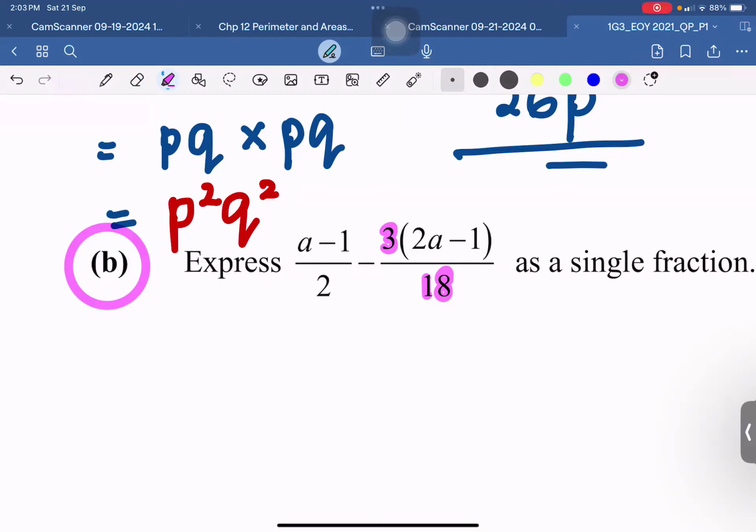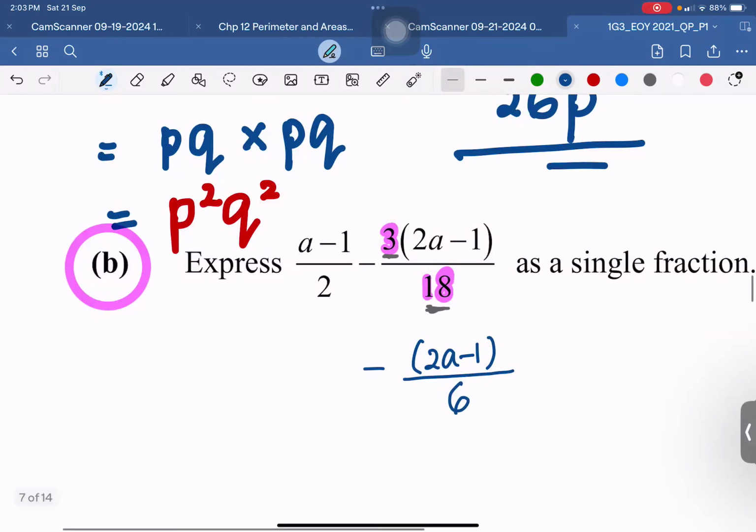Is there any common factor? Yes, common factor 8, 6. Oh no, you mean common factor is 3. After you divide, left 6 probably. Okay, observe, we can make the denominator even smaller. There's one common factor over here, so this is a factor on its own for this fraction. Then in this case, 3 and 18, I can simplify it to 2a minus 1 over 6.